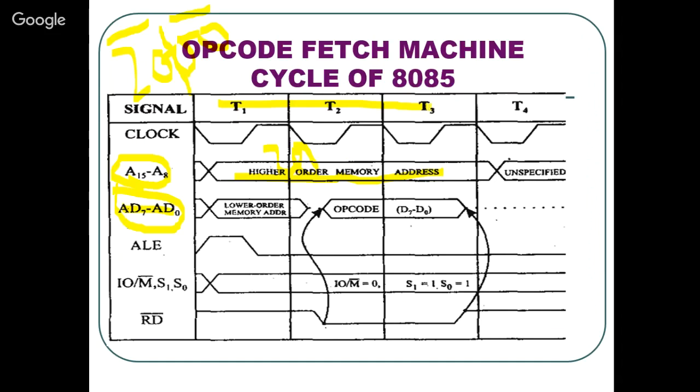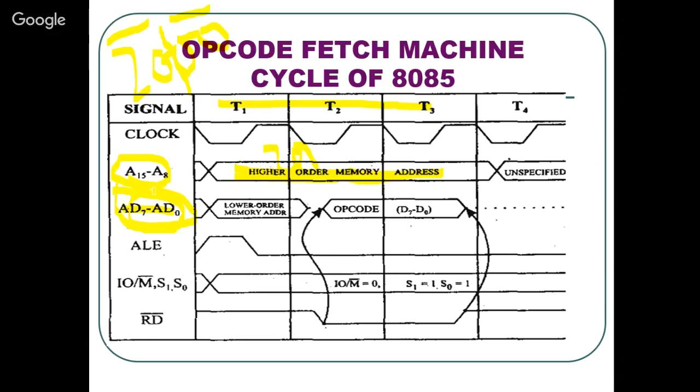This is general theory, and we need to remember that. It is always true for any subsequent machine cycles of the 8085. So we need to remember the higher order address will be available on the higher order address line for the first 3 time states. As we know, the lower order address AD7 to AD0 is multiplexed.